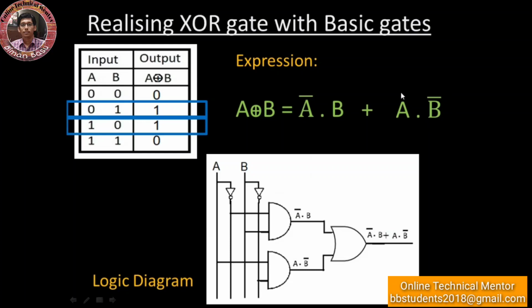Similarly, the second half of the expression, which has A dot B bar. That means you have to draw the connection from A and B bar line. So I am drawing a connection from A line and from the B bar line, and the AND operation is there between A and B bar. So draw an AND gate. Again, the output of these two AND gates will be inserted to an OR gate. Then you will get the final output A bar B or A B bar, which is equivalent to XOR gate.